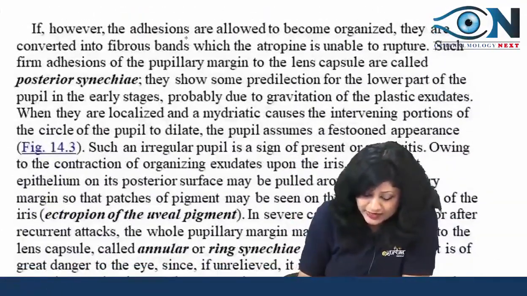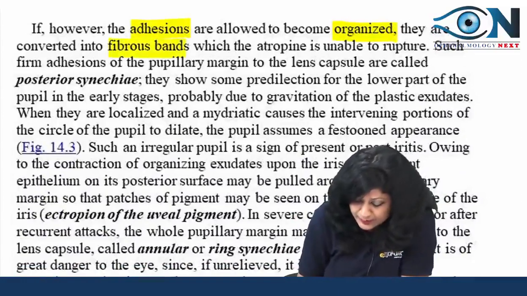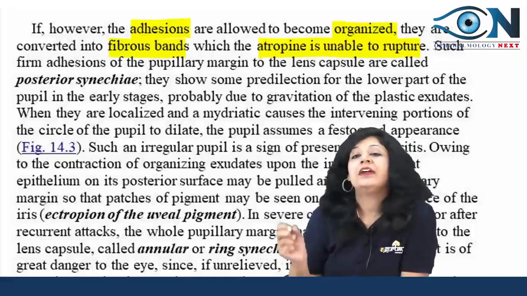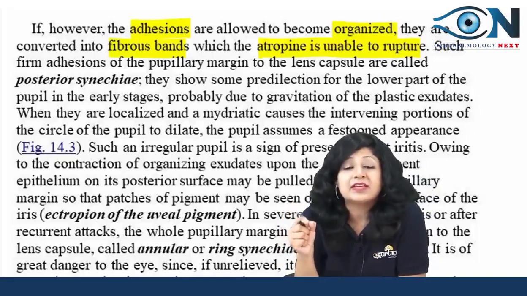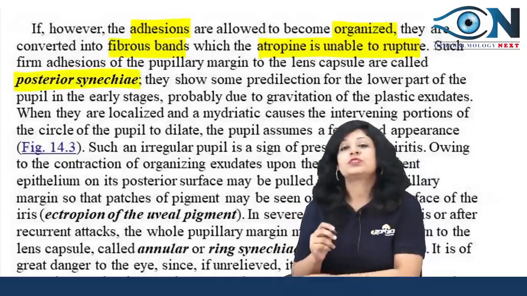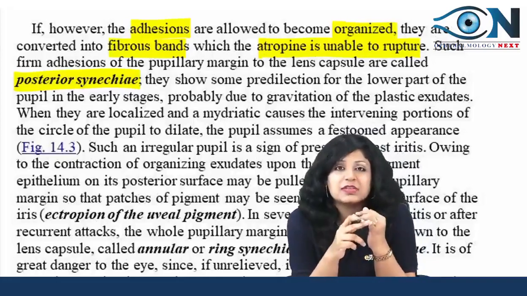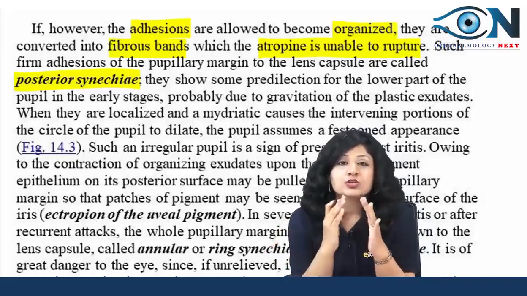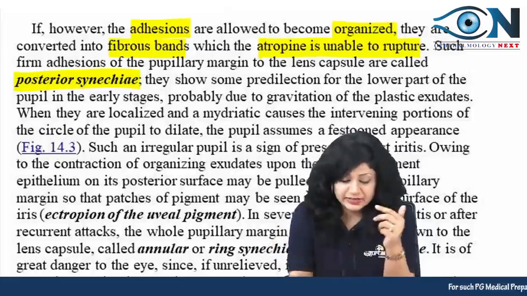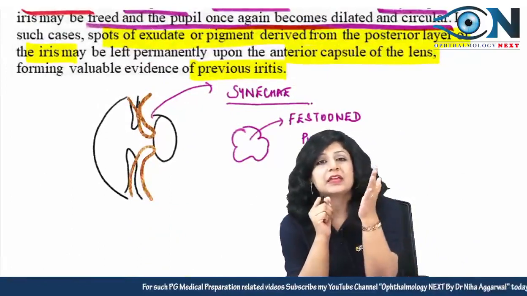If however the adhesions are allowed to become organized, they are converted into fibrous bands which the atropine is unable to rupture, and such adhesions are called the posterior synechiae. Now posterior synechiae means what? Posterior synechiae means adhesions, and posterior means posterior to the iris. So if there are adhesions posterior to the iris, as I showed here, these are the adhesions which are posterior to the iris. What is happening here?